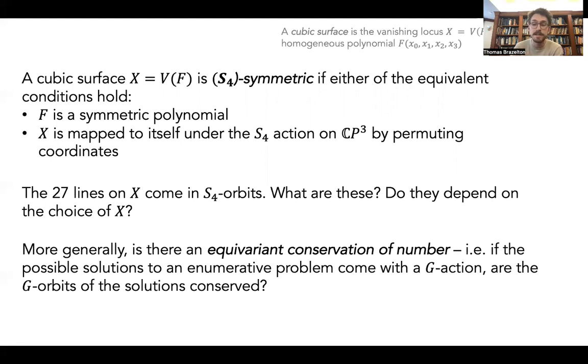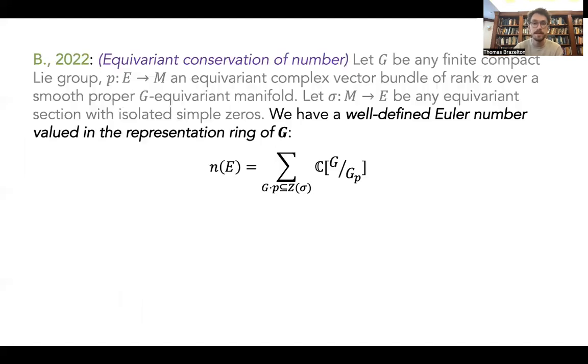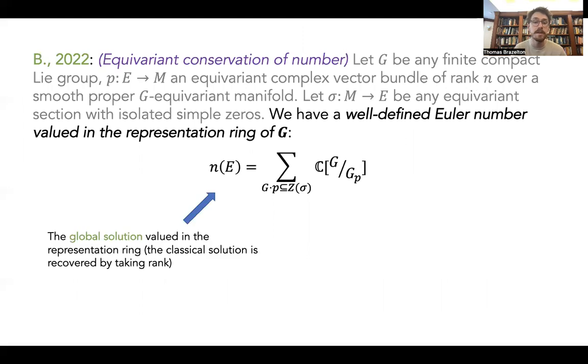More generally, we can ask for a notion of equivariant conservation of number. In other words, if possible solutions to an enumerative problem come with a G action, are the G orbits of the solutions conserved? And the answer is yes. I have a lot of fine print up here, but I'll just say the punchline, which is that we have a well-defined Euler number associated to an equivariant complex bundle valued in the representation ring of G. On the left, this Euler number is a complex G representation. The classical answer is recovered just by taking the rank of this representation.